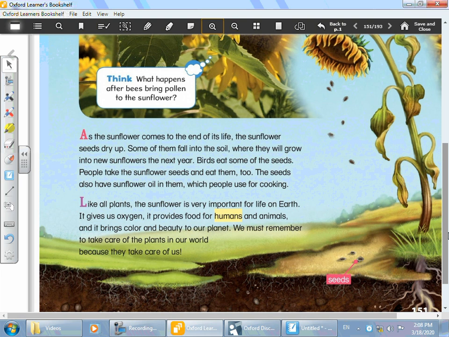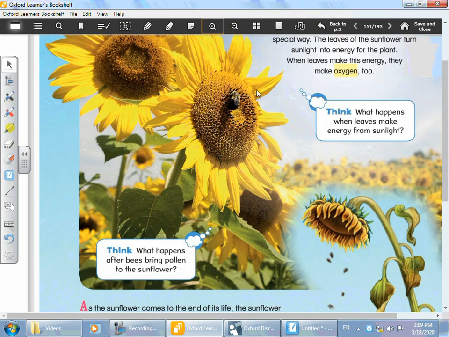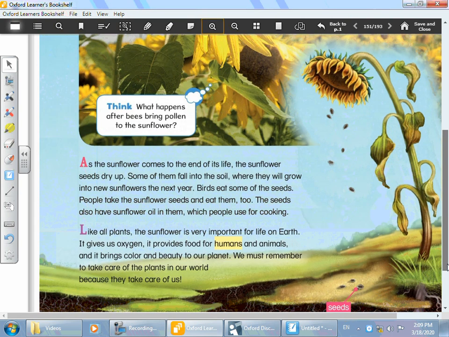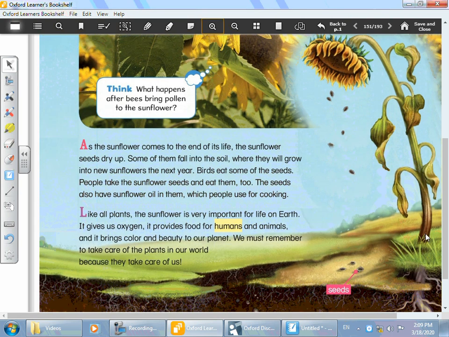Now, some of your moms, you can see when she's frying, for example, some French fries for you, when she pours the oil into the pan, you can find the oil has a plastic bottle that has the sunflower on it. Yes, so we use the sunflower to make oil, which helps us in cooking.